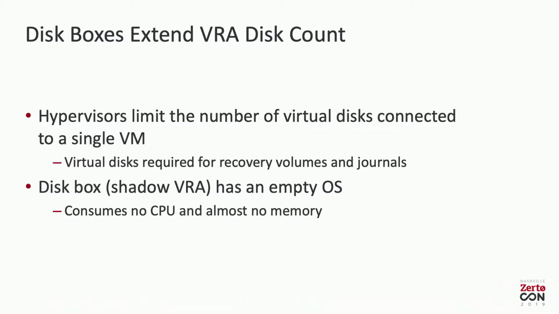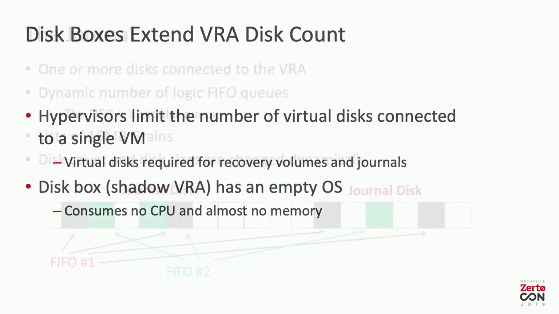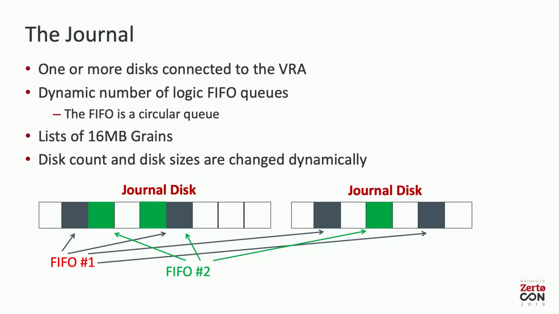Okay, so now let's talk about the journal. Previous slide, I saw that the journal is a number of disks, one or more disks connected to the VRA or to the disk box. And what the journal provides, what do we want from the journal? The system needs queues. It's all about queues. And we refer to them as the FIFO queues, first in, first out.